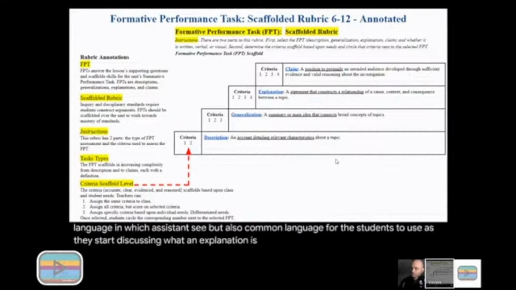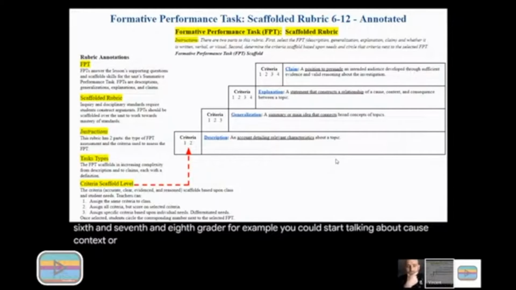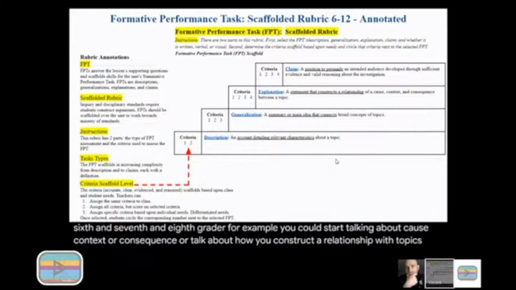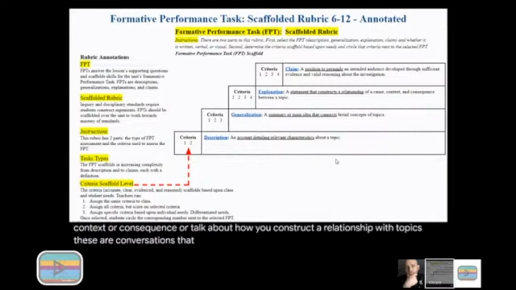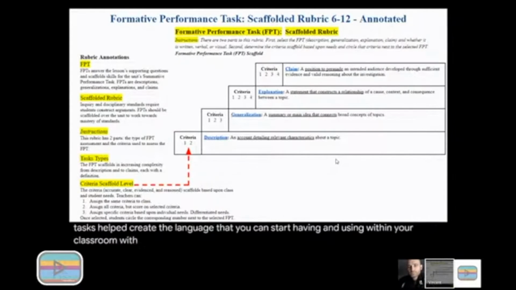So as you're moving throughout a class in 6th and 7th and 8th grade, for example, you could start talking about cause, context, or consequence, or talk about how you construct a relationship with topics. These are conversations that students can start to have because the language in these tasks help create the language that you can start having and using within your classroom with your students that would be aligned to our state standards.